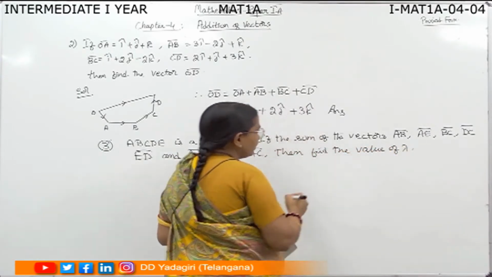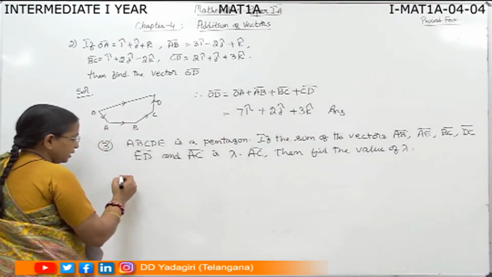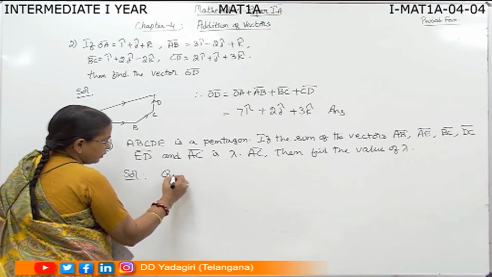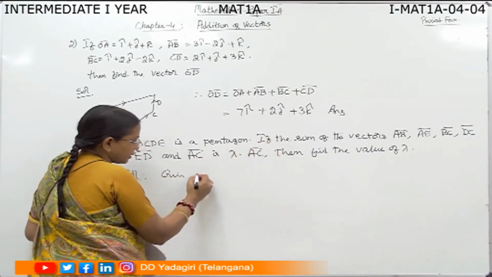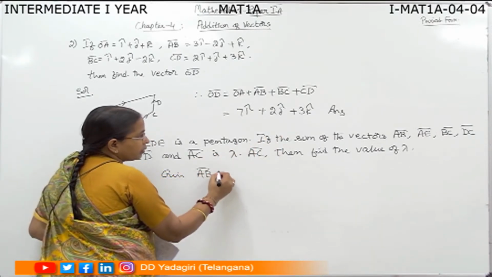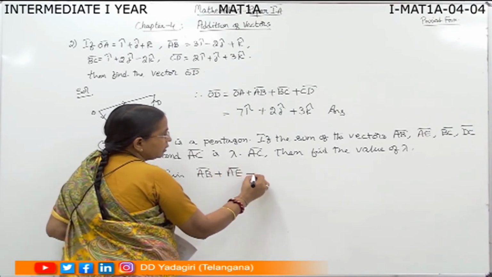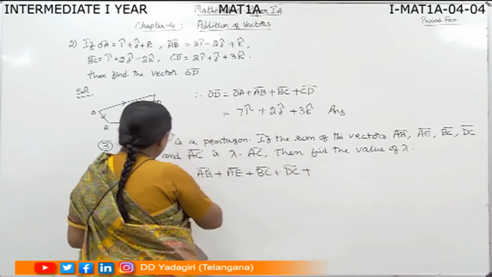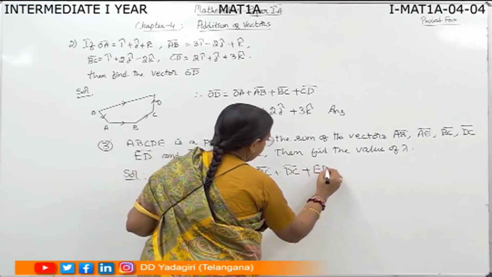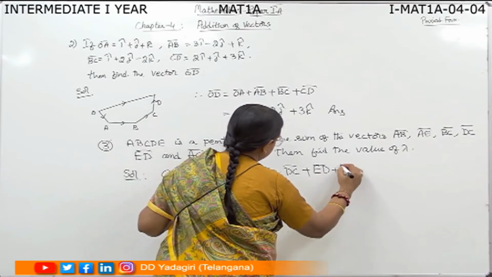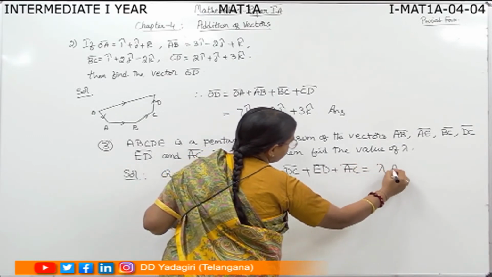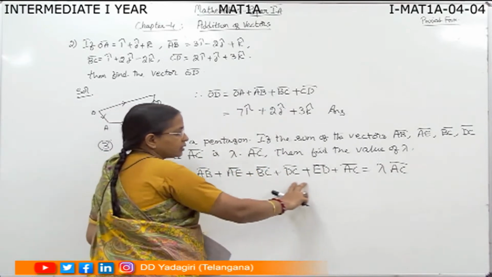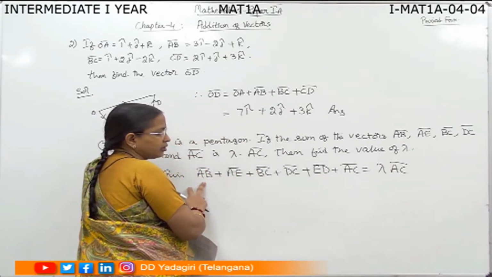This is the problem. So what is given? ABCDE is a pentagon. Then what is given? You are given that the sum of all the vectors. So add them: AB plus AE plus BC plus DC plus ED plus AC is equal to lambda times AC. So now what you should do is simplify all this and write this also in terms of AC.